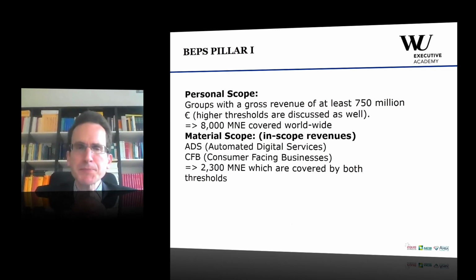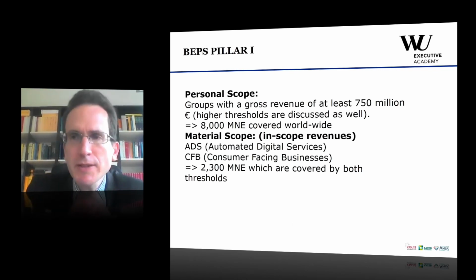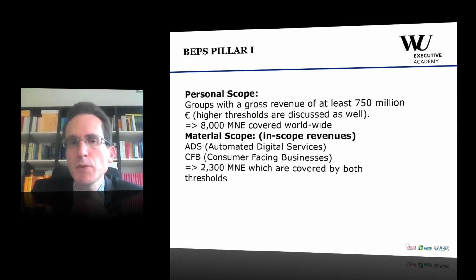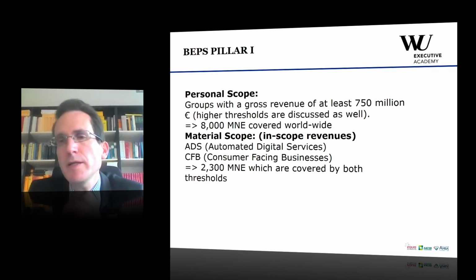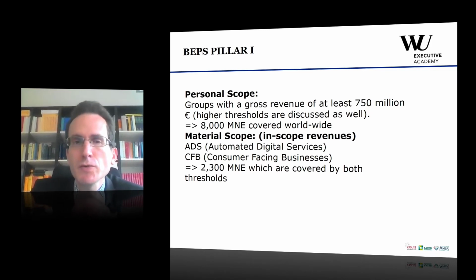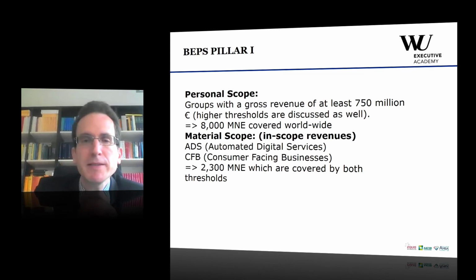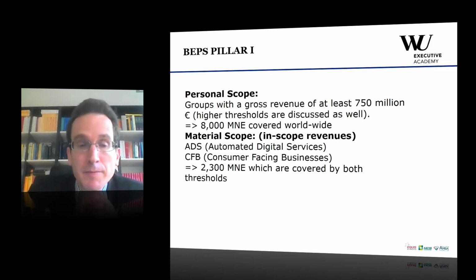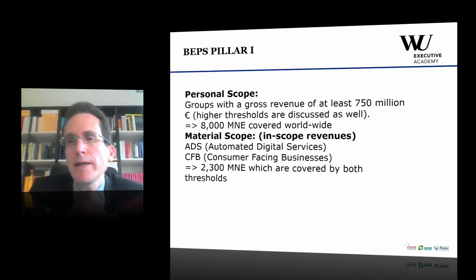So the idea is that only the big multinationals should be covered. At the moment, the proposal is that groups which have a gross revenue of at least 750 million euros. So overall, there are around 8,000 multinational enterprises which would be covered by this. And of course, there's also a material scope: the enterprises must provide so-called automated digital services, or as an alternative, be consumer-facing businesses.